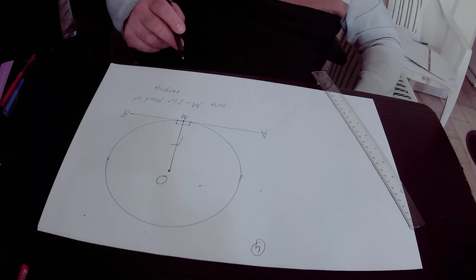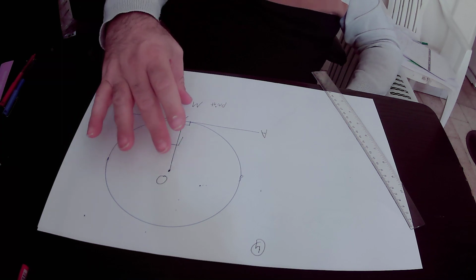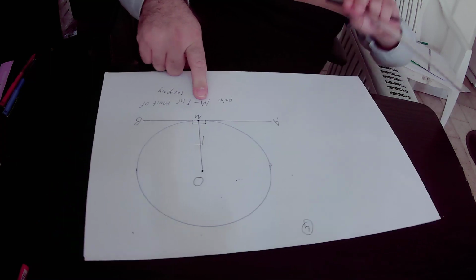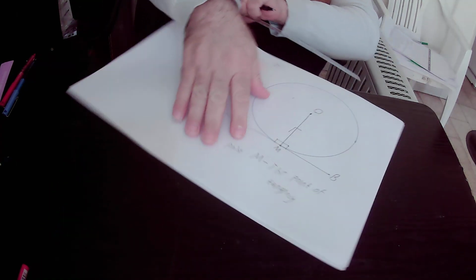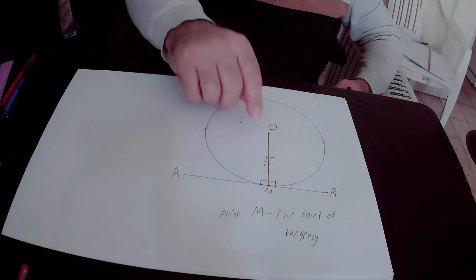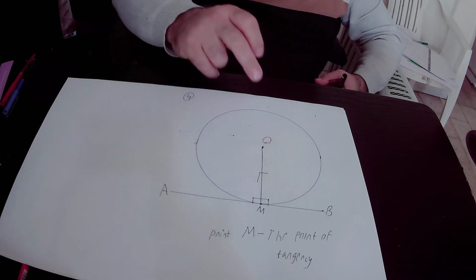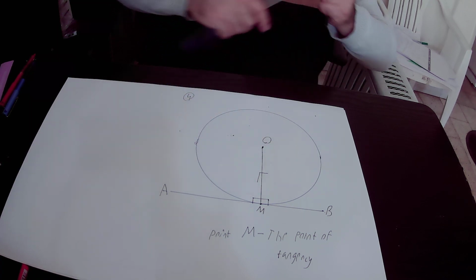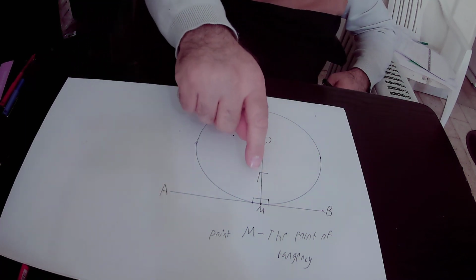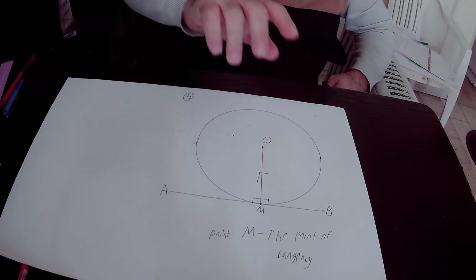So a tangent to a circle, that is to say, tangent AB, is perpendicular to the radius drawn to its point of tangency. This radius OM is drawn to the point of tangency, point M. Therefore, the tangent AB is perpendicular to this radius. That is to say, this angle equals 90 degrees, and this angle is also a right angle, it equals 90 degrees.